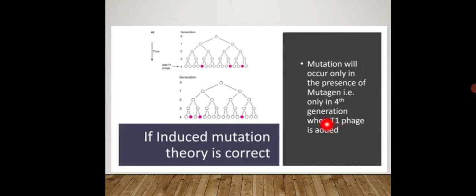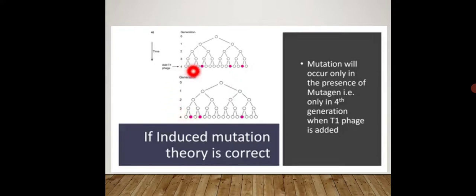So what will happen? First case: I have considered that the induced mutation theory is correct. So T1 phage is added only in the 4th generation. I have added T1 phage only in the 4th generation. And I am considering that this induced mutation theory is right. So what will happen in this condition? I should get mutation only in presence of T1 phage, because I have assumed that the induced mutation theory is correct. So in whichever generation I add the mutagen, in that same generation I should see the mutation.